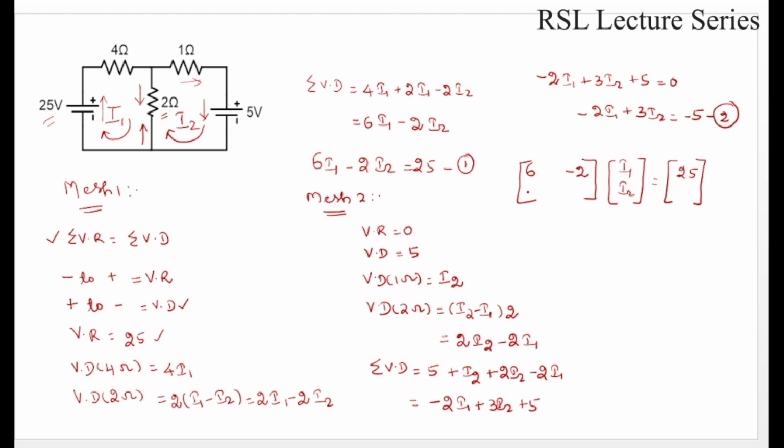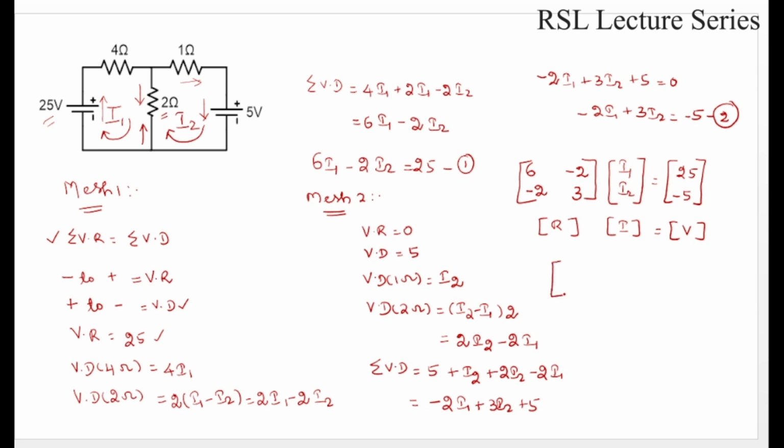Similarly for the mesh 2 equation, the coefficient of I1 is minus 2, I2 is 3, and on the right hand side we have minus 5. So this is equivalent to the resistance matrix multiplied by the current matrix, that is equal to the voltage matrix. So this is again Ohm's law. This is the resistance matrix, this is the current matrix, and this is the voltage matrix.